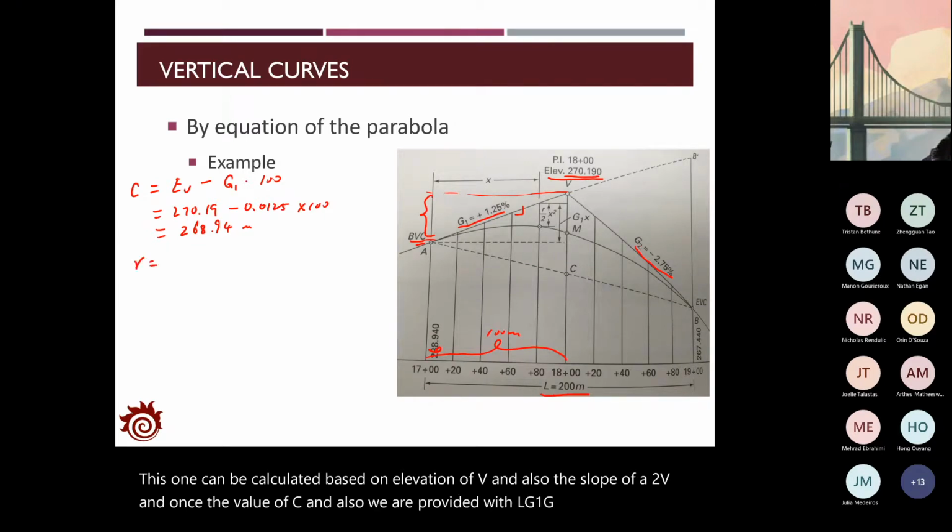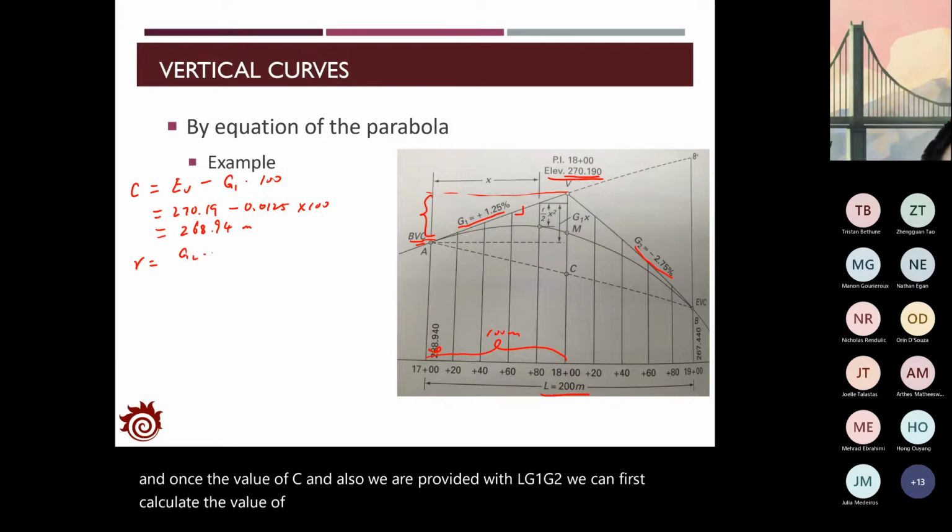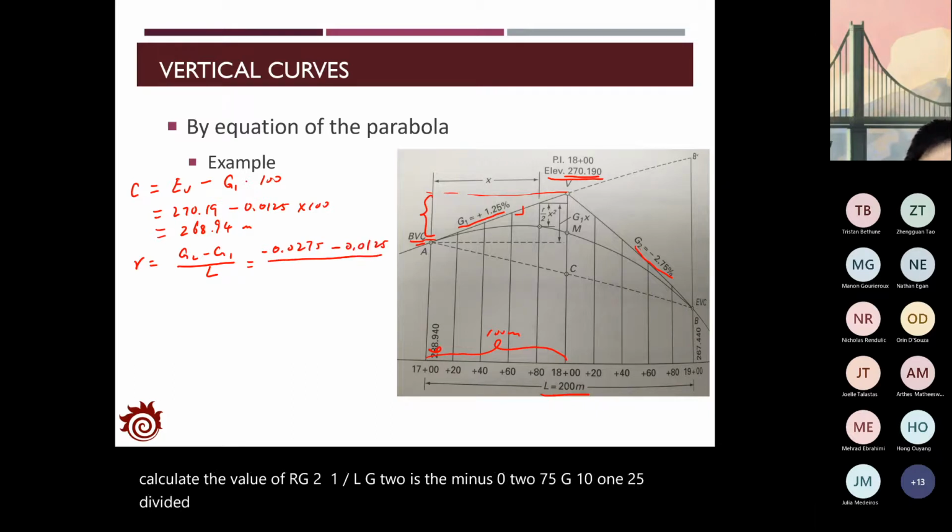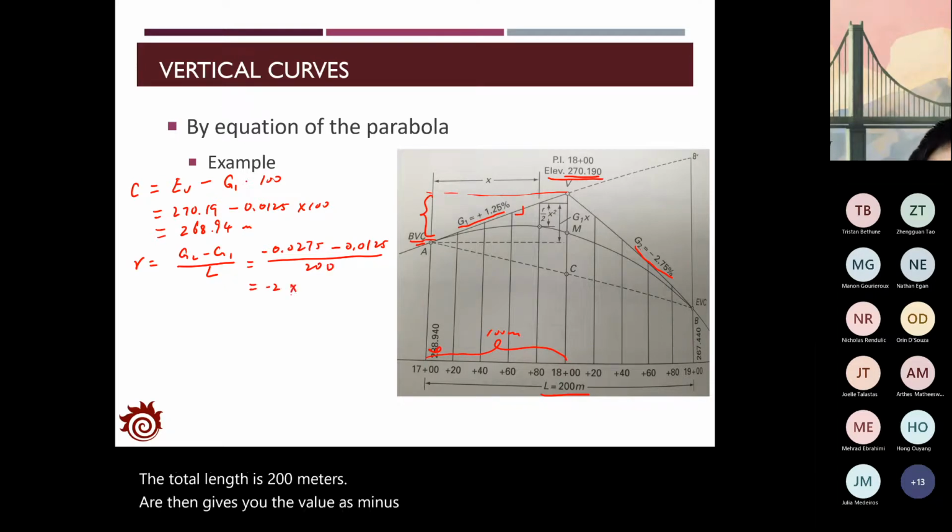first calculate the value of R. R is G2 minus G1 divided by L. G2 is minus 0.0275, G1 is 0.0125, divided by the total length, which is 200 meters. Then it gives you the value as minus 2 times 10 to the power minus 4. So this is the value of R.